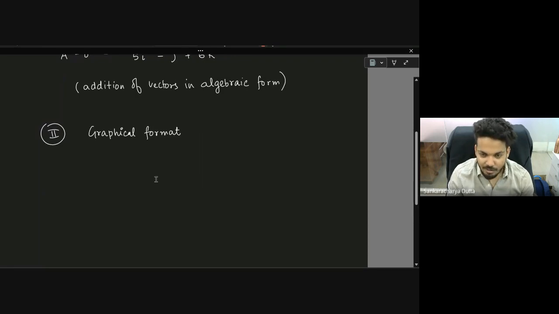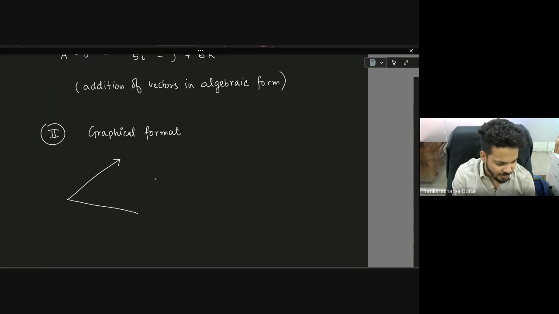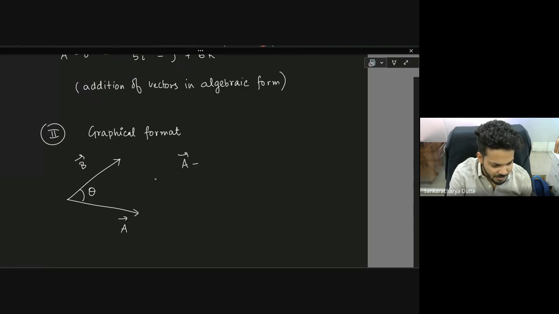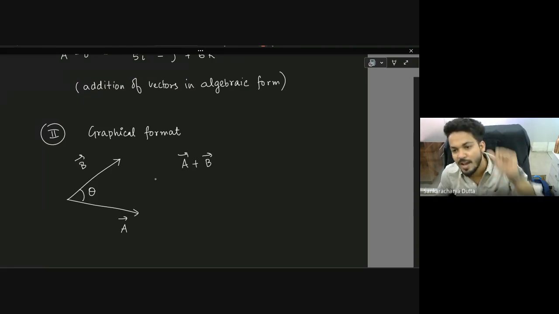Okay. Now, when in graphical format, usually the vectors will be given like this. For example, I am given a vector A, vector B, and the angle between them, theta, will be given to us. If they want us to find out A vector plus B vector, these are the three things I need to know. I need to know the magnitude of A, the magnitude of B, and what is the angle between these two vectors. Without these conditions, I cannot add two vectors. If I want to add two vectors, I need to know these three quantities: the magnitude of A, the magnitude of B, and theta.